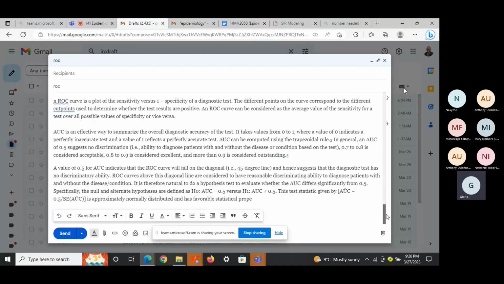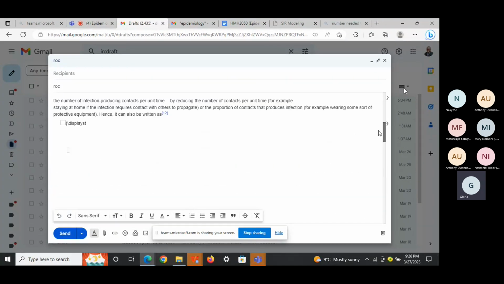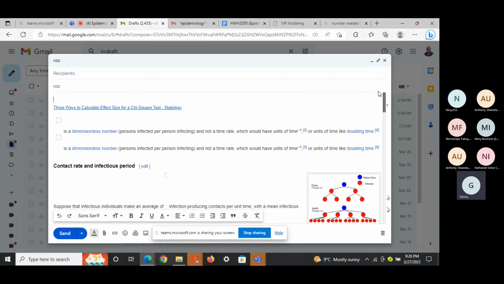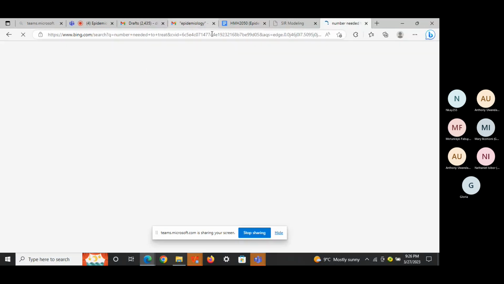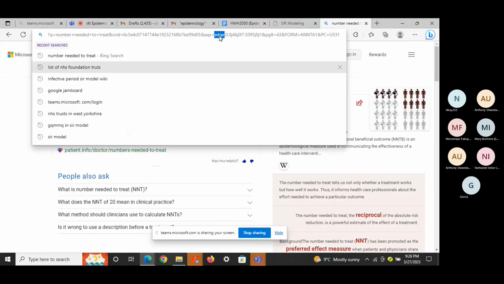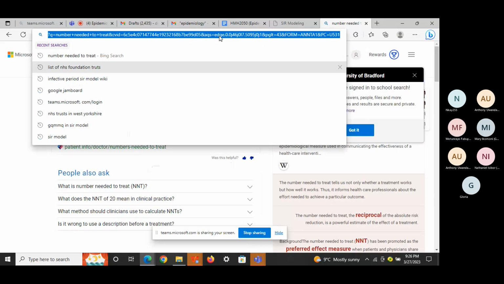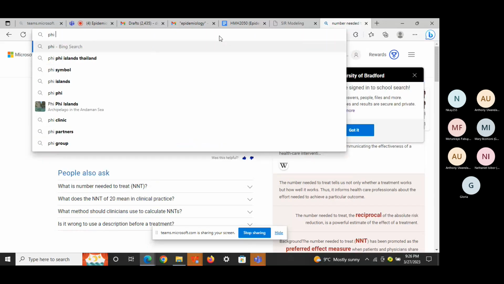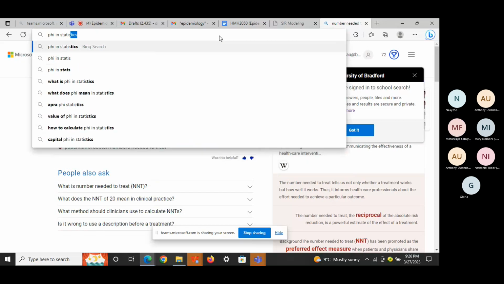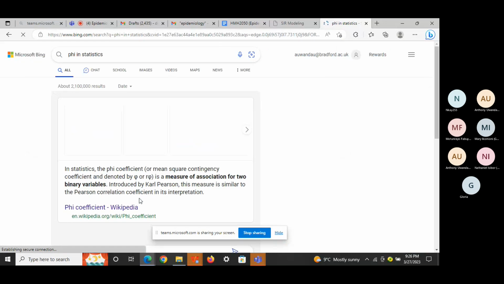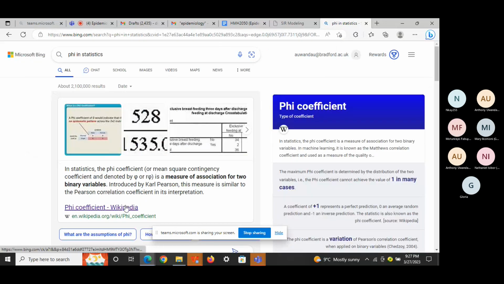Okay, where did I write something about this? I don't know where I stored that. But generally, if you type it in Google, let me just type it in Google. They are all measures of effect size, and it's simple to interpret. There's nothing hard in it. You just type in phi, the phi test in statistics. So you can see it is a measure of association between two variables.